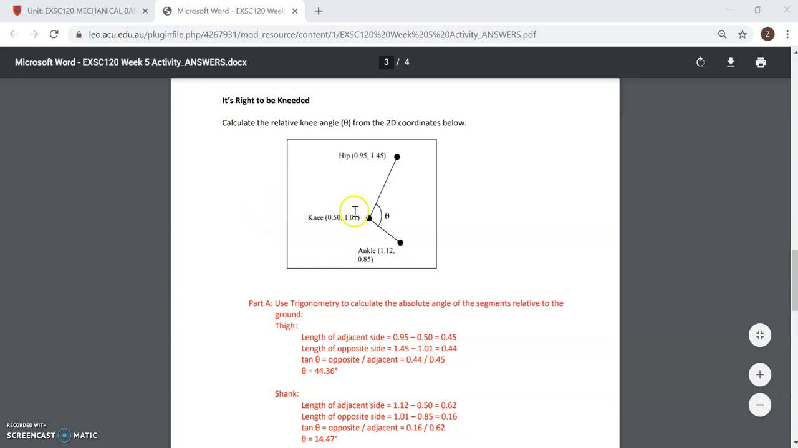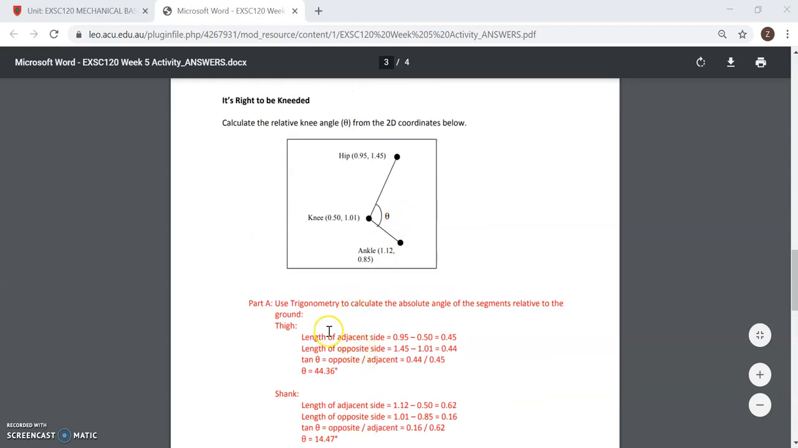The best way to do this sort of question is basically to break the two different segments up into two different triangles. So we've got one right angle triangle here, and then we've got one right angle triangle here.